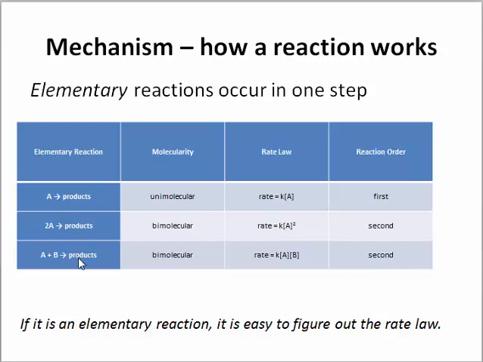Notice that no elementary reaction has more than two reactants in it, and no elementary reaction is of order higher than second. One-step reactions either occur because of a single molecule process or because two molecules collide. And the probability of three molecules colliding at the same time is very small. So there are only three types of elementary reactions, and if it's an elementary reaction, it's easy to figure out the rate law.